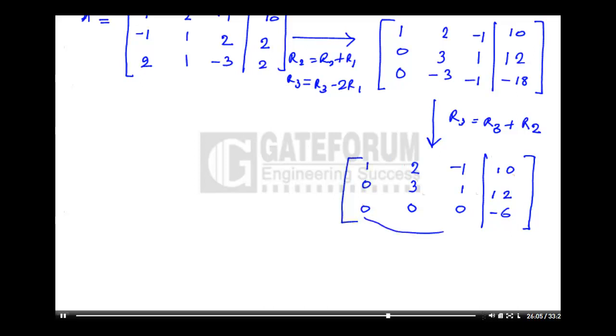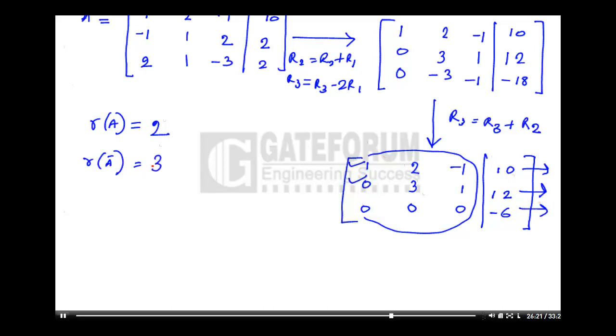Here we see that in this case the number of non-zero rows is 2. Hence we can write rank of A is equal to 2. And what is the rank of the augmented matrix? Number of non-zero rows: 1, 2, 3. So these two are not equal. Hence the system is inconsistent.